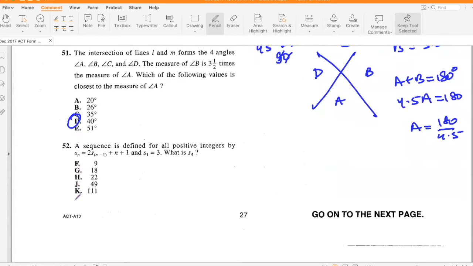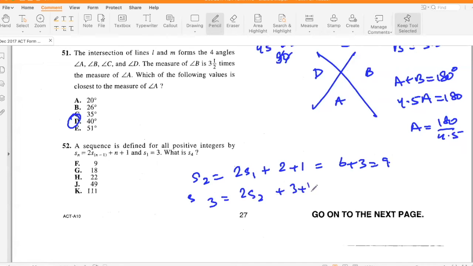A sequence is defined for all positive integers by this rule. What is S4? Okay. So S2 will be 2S1 plus 2 plus 1. So that will be 6 plus 3, 9. S3 will be 2S2 plus 3 plus 1. So that's 18 plus 4. So that's 22. And S4 will be 2S3 plus 4 plus 1. So that's 44 plus 5. So that's 49.